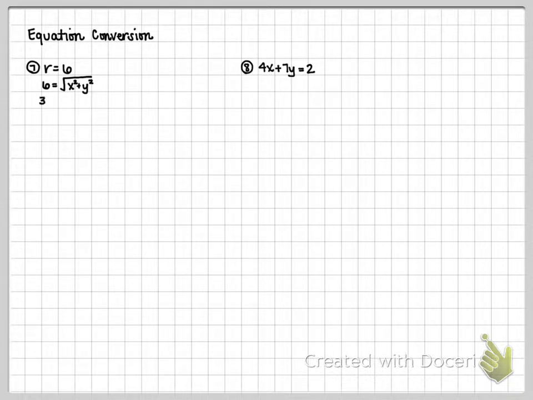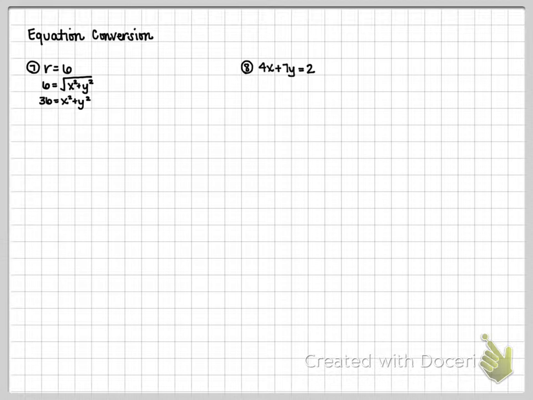So if I square both sides, I get 36 is equal to x squared plus y squared, which is just the equation of a circle with the radius of 6, which is exactly what was given to me in the first part, r equals 6. So you want a radius of 6. Doesn't give you an exact location, so we want them all on the circle. So the equation of a circle.